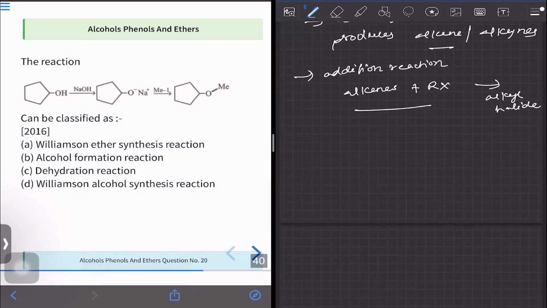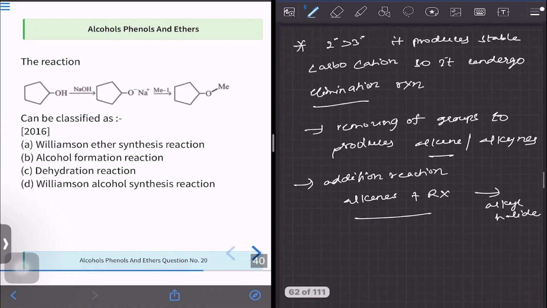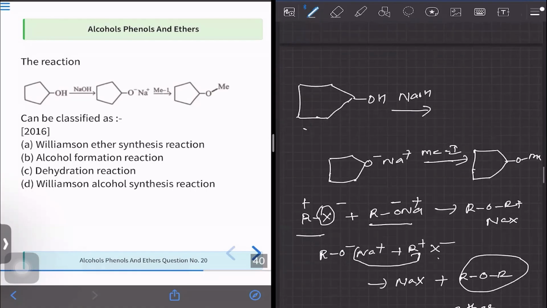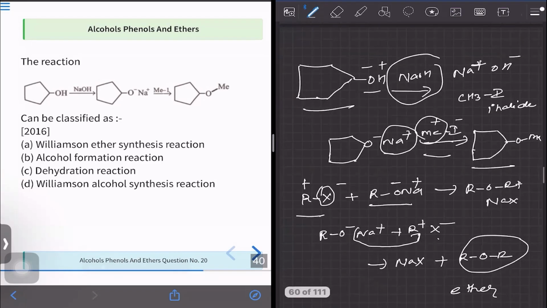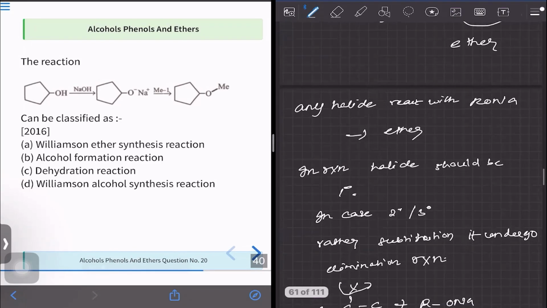So the first option, Williamson's ether synthesis, is correct, because this is an alcohol. In basic media, it has Na plus and OH minus. The OH has a polar bond, so O minus and H plus, and H plus is replaced by Na plus. Then it reacts with methyl iodide, a primary halide. Methyl is positive and iodine is negative, so Na plus is replaced by the methyl group and it produces ether. So it is option A.